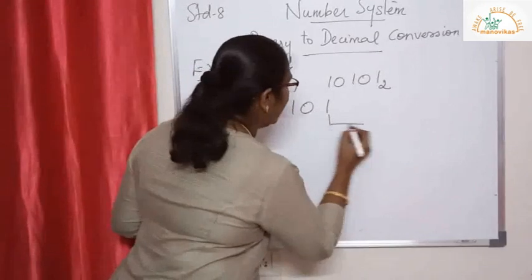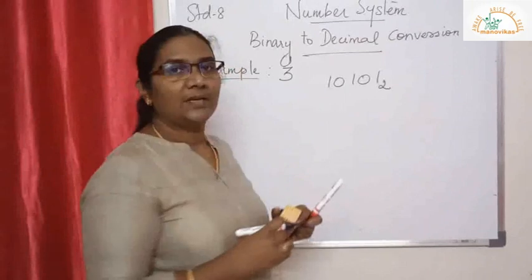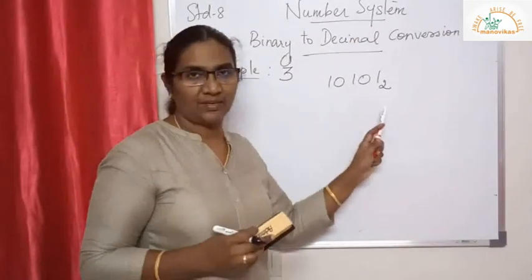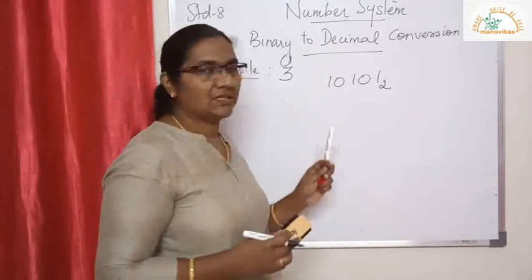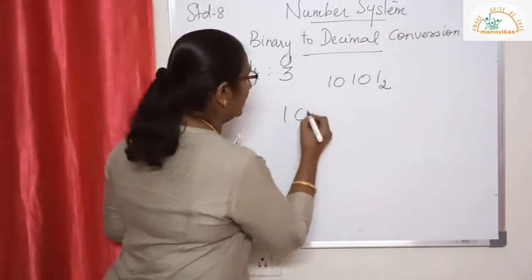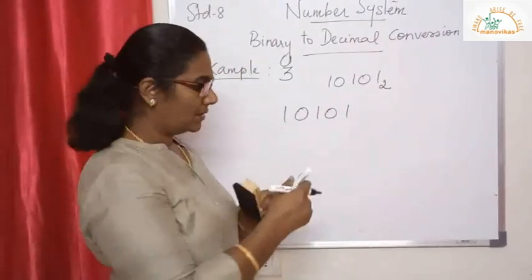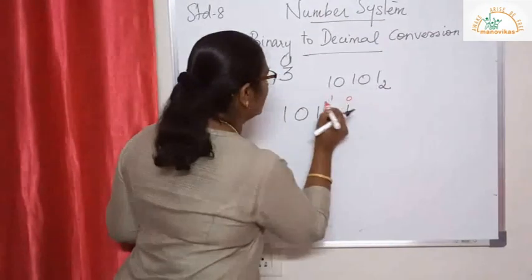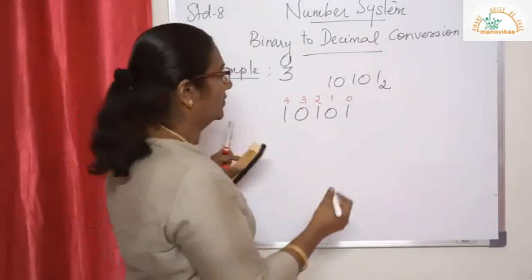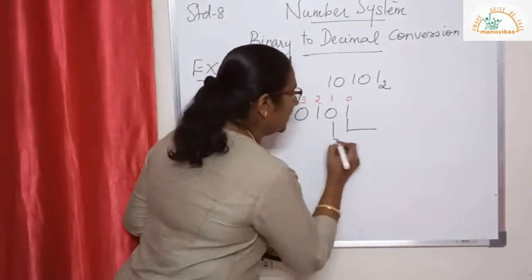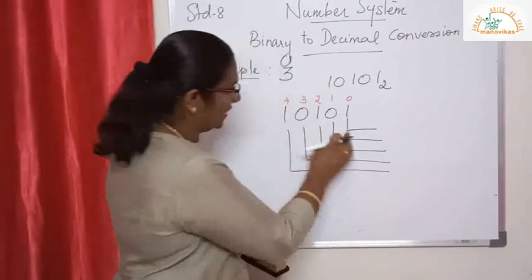Then take each digit. Doesn't matter how big the number is, the procedure remains the same. First thing is take all the digits in your number. Next is write its position. Next is take each digit in the number. Okay, so now these are the digits.